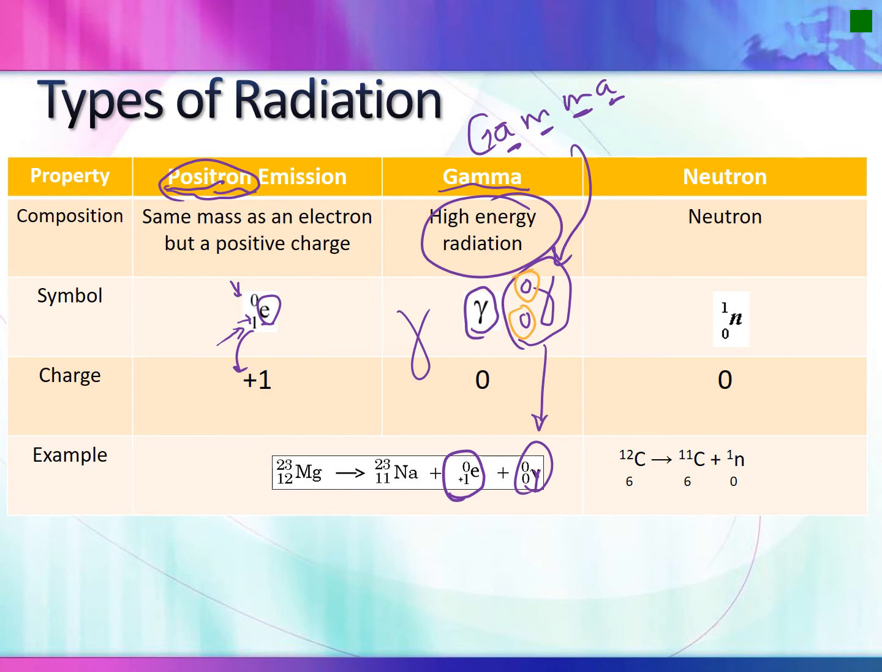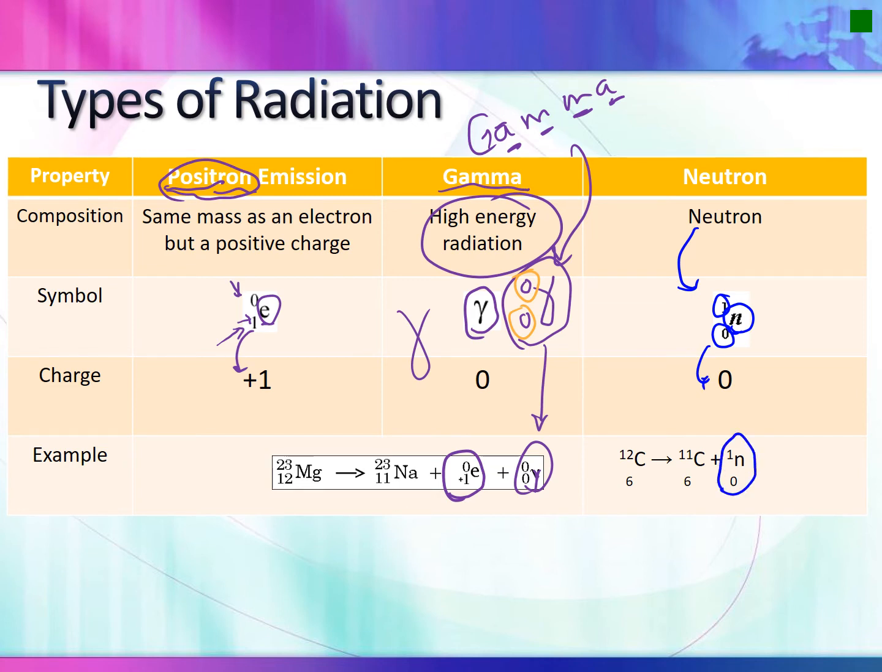Okay, and then the last one is neutron. So it's got its mass of 1, it's got its charge of 0, and its symbol is a lowercase n. Make sure you do lowercase because uppercase would be nitrogen. Okay, and then your charge would be 0. Now, here's the neutron.